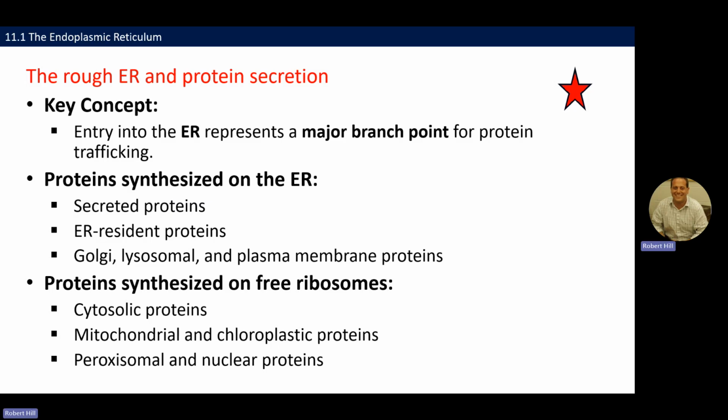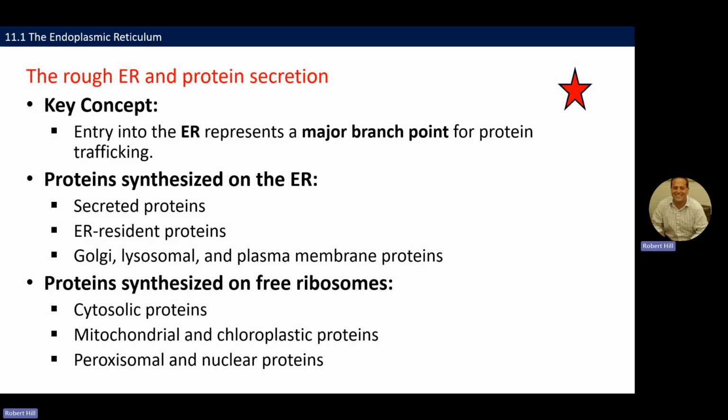Now not all proteins are produced on ribosomes that are associating with the ER. There are many proteins that are synthesized on free ribosomes. And those proteins typically have particular destinations. It makes sense, right? They're floating around in the cytoplasm. So a lot of those proteins are going to go in the cytoplasm, or they're going to go to the mitochondria, chloroplasts, or the peroxisomes. Some are also translocated to the nucleus.